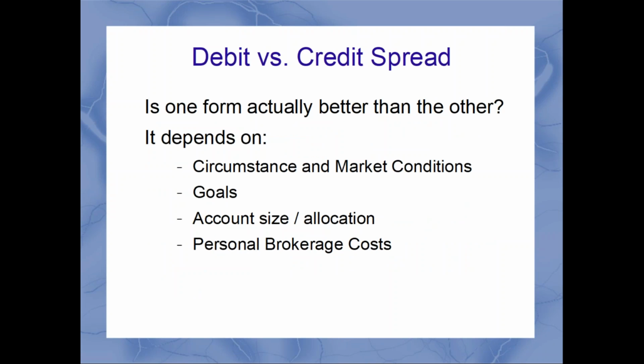You know, we have 41% doing bull puts, 33% doing bull call debits. So is one actually better than the other? Not necessarily. It depends on circumstance and market conditions. It depends on your goals for the trade. It also depends a lot on your account size and allocation, and it will also factor in personal brokerage costs as well. These are the factors that would determine is a debit spread greater than a credit spread.